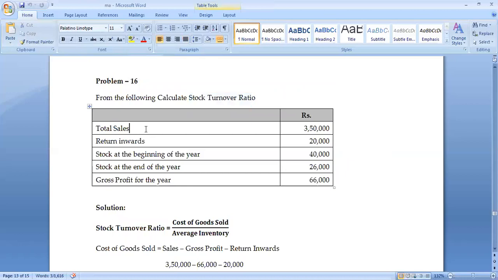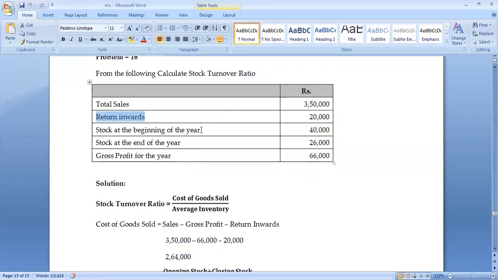Total sales is given, along with returns inwards, which is nothing but the sales returns. Sales returns should be deducted, so 3,50,000 minus 20,000. Stock at the beginning of the year and stock at the end of the year are given; these two are the information for finding the average inventory. And there is also a gross profit for the year of 66,000.